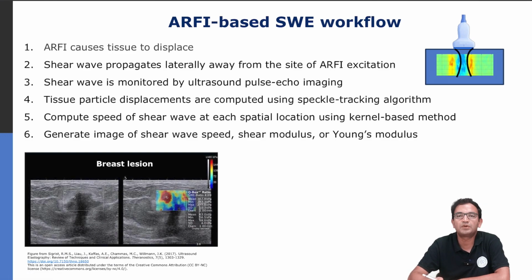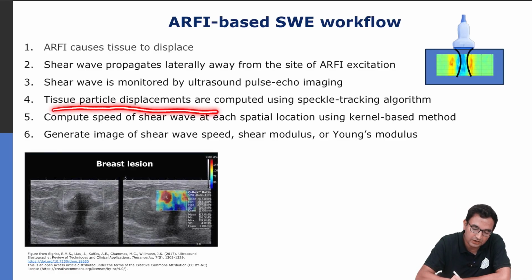Now, how do we get information from this shear wave imaging? First, you cause the tissue to displace by applying the acoustic radiation force impulse. Then laterally, the shear wave actually flows. Then it is monitored. We try to take snapshots of the propagating shear waves at different locations, and from that we try to figure out the speed of the shear wave propagation, and that you can do by computing tissue particle displacements using a speckle tracking algorithm in ultrasound.